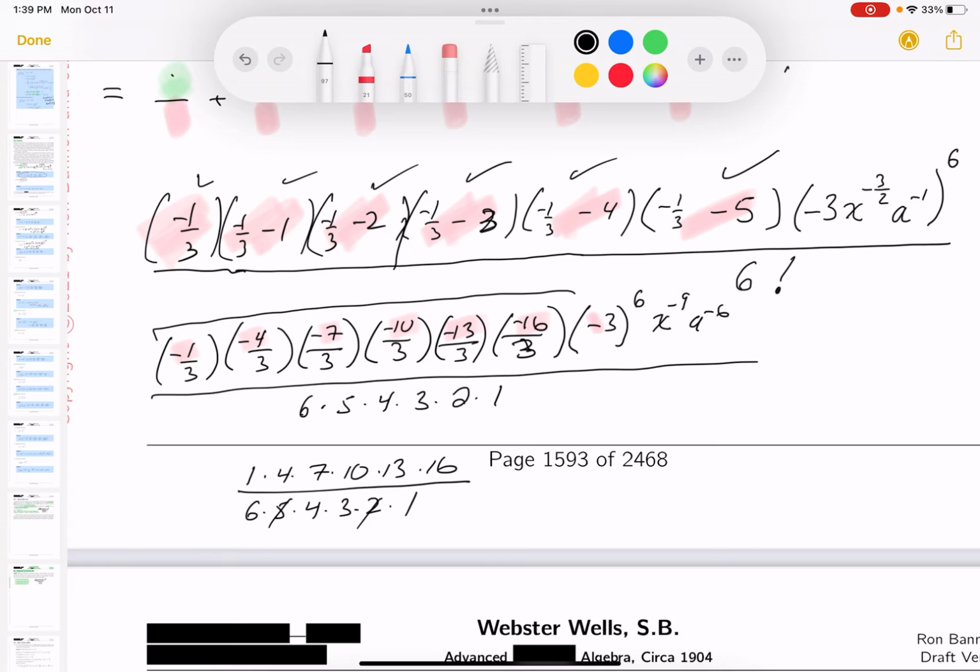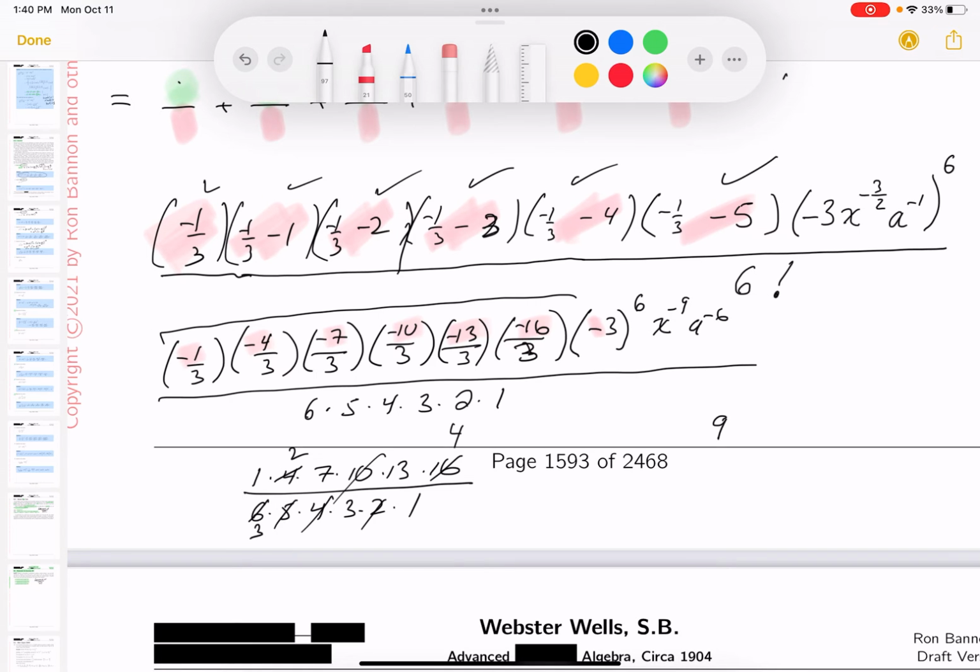5 and 2 is 10. 4 goes into 16 4 times. Right? Well, let's take a look. 2, 3. What are you left with on top? Well, let's do the bottom first. You're left with 3 times 3, which is 9.